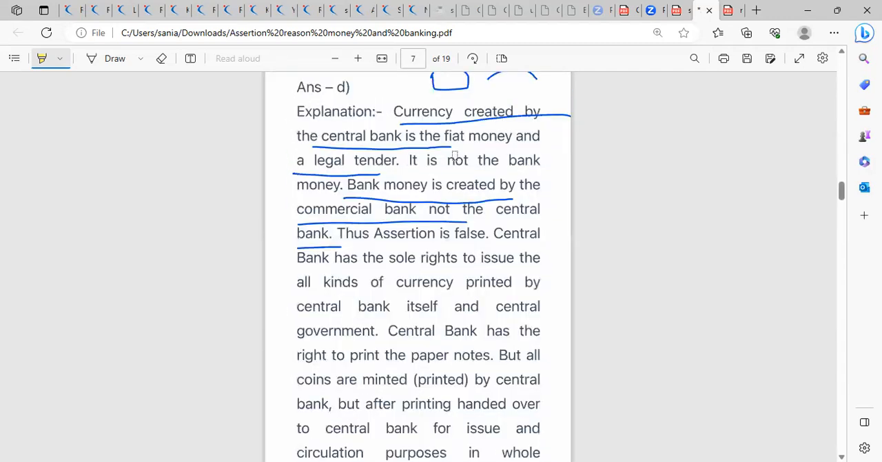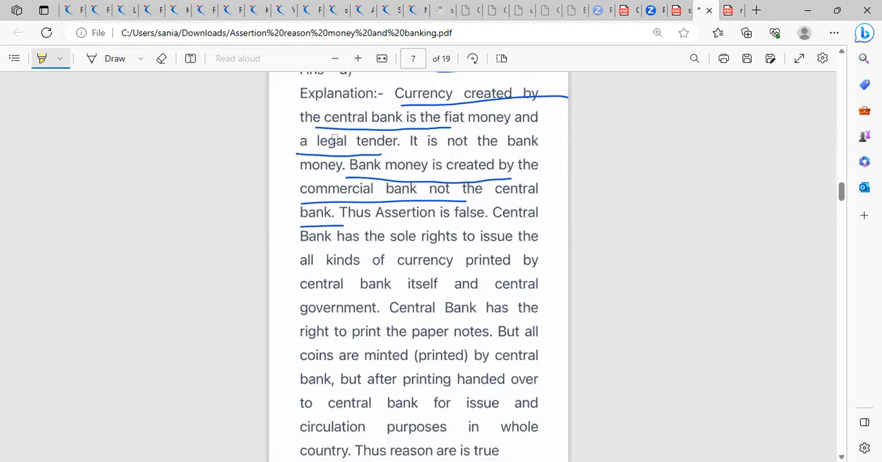Currency created by the central bank is a fiat money and a legal tender. It is not the bank money. Very, very important. So over here, the central bank is creating the money, but it is not the bank money. It is the fiat money, or you can say it's a legal tender. Bank money is created by the commercial bank, not the central bank. Very, very important.